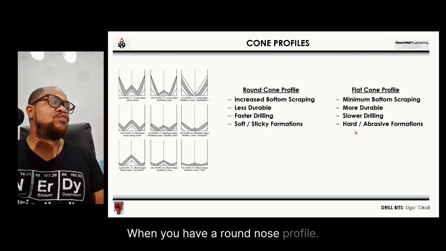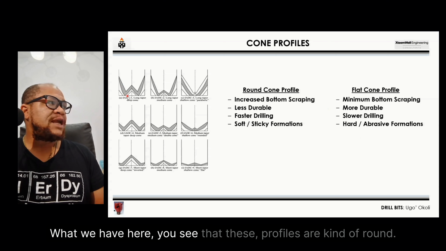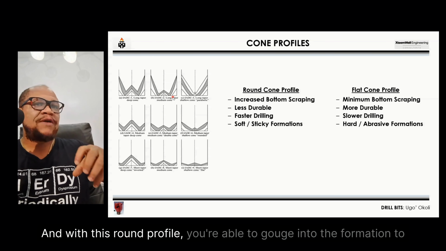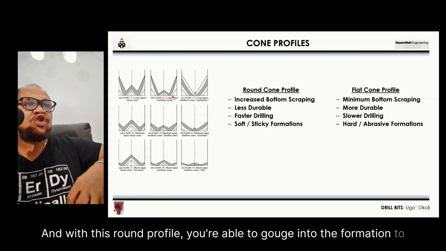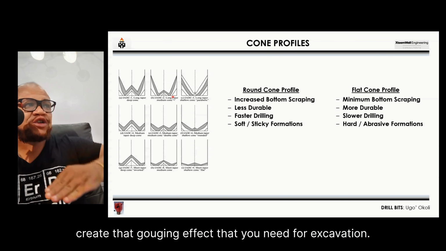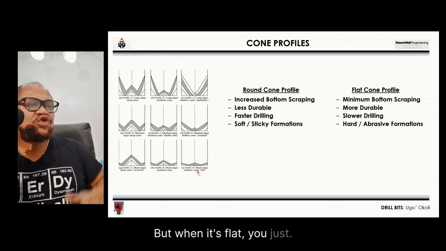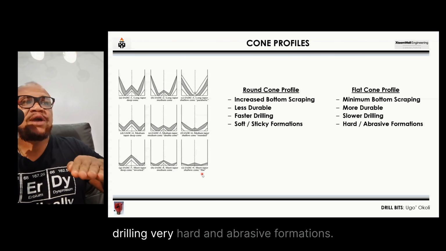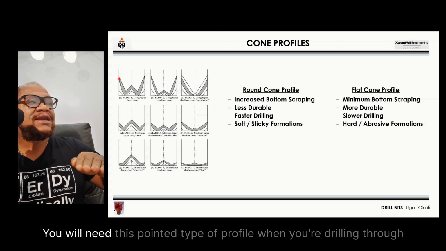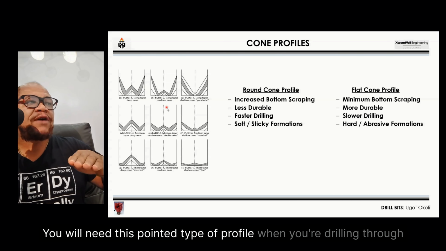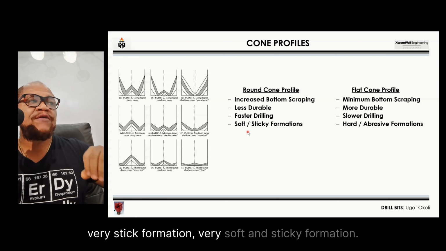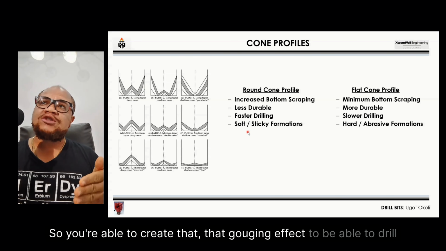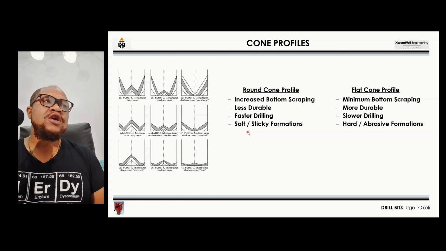When you have a round nose profile, look at this. What we have here, you see that these profiles are kind of round, and with this round profile, you're able to gouge into the formation to create that gouging effect that you need for excavation. But when it's flat, there's this scraping effect, and you need that consistency when you're drilling very hard and abrasive formations. You will need this pointed type of profile when you're drilling through very soft and sticky formation, so you're able to create that gouging effect to be able to drill through those formations. So that's pretty much it.